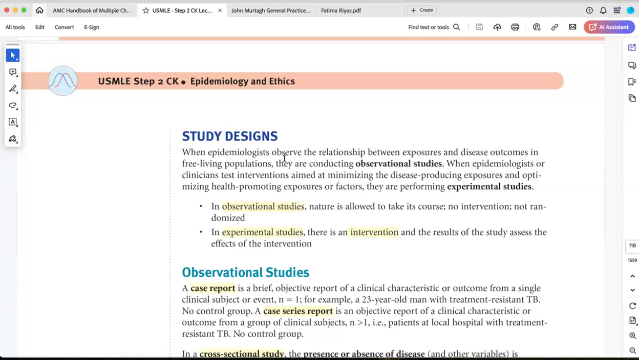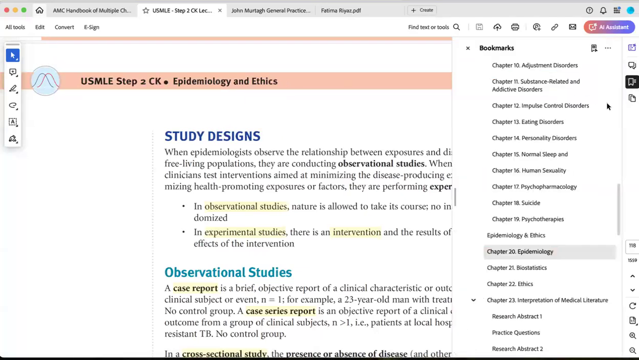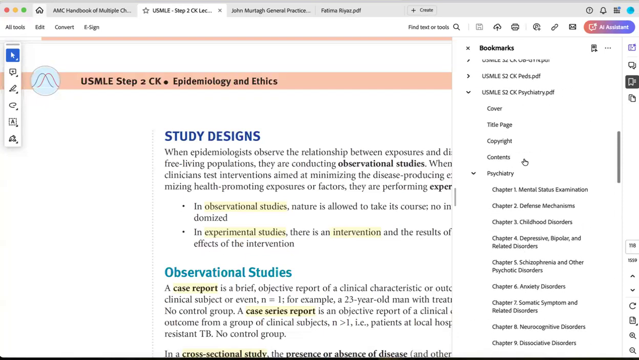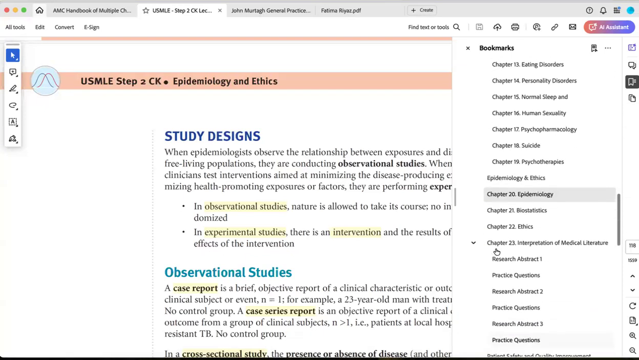But please don't think that the questions in the exam will be very complicated. Sometimes they do give complicated stat, but most of these are pilot or unmarked questions. So nothing to worry about in stat. That's the deal. If you really want to learn statistics, then you can read Kaplan Step 2 CK. If you click on psychiatry, at the end you'll see a chapter on epidemiology and ethics. Chapters 20 and 21 are the stat chapters.